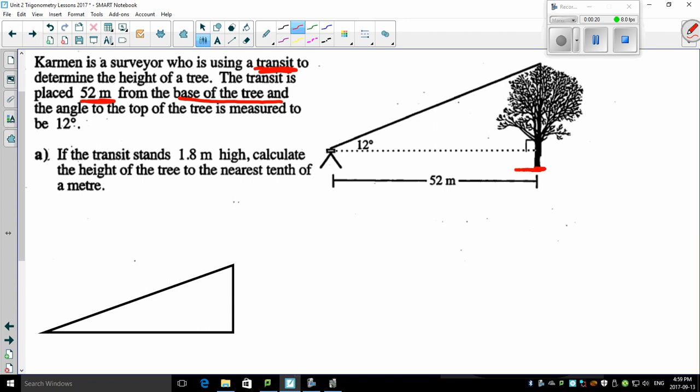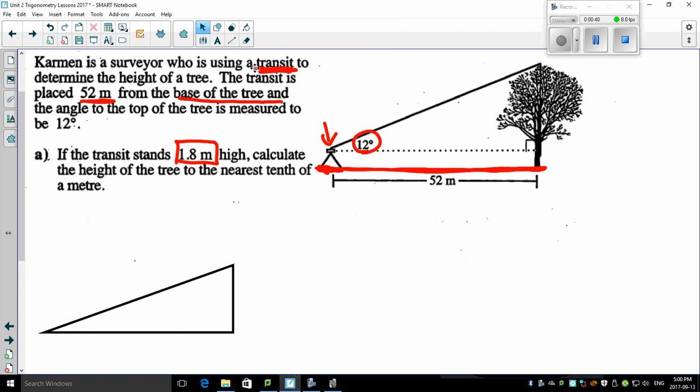Here's the ground. There's the base. There's the transit right here, right there, 52 meters. But the problem is the angle, which is 12 degrees, is not measured from the bottom. It's measured from the top of this transit. And if you look, the transit stands 1.8 meters high. So it's actually a pretty tall transit. So the actual triangle is right here.